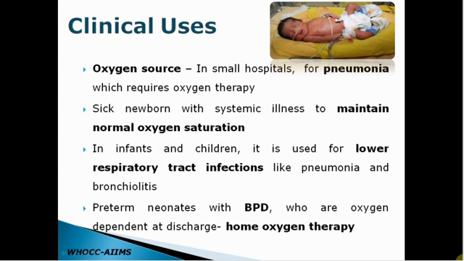Let us now discuss the clinical uses of oxygen concentrator. It can be used as a source of oxygen for pneumonia in small hospitals which require oxygen therapy due to lack of oxygen cylinders or centralized oxygen source. Second clinical use is in sick newborns with systemic illness to maintain normal oxygen saturation. In infants and children, it is used for lower respiratory tract infections like pneumonia and bronchiolitis. It can also be used for preterm neonates with chronic lung disease who are oxygen dependent at discharge. Here, oxygen concentrator can be used for providing home oxygen therapy.